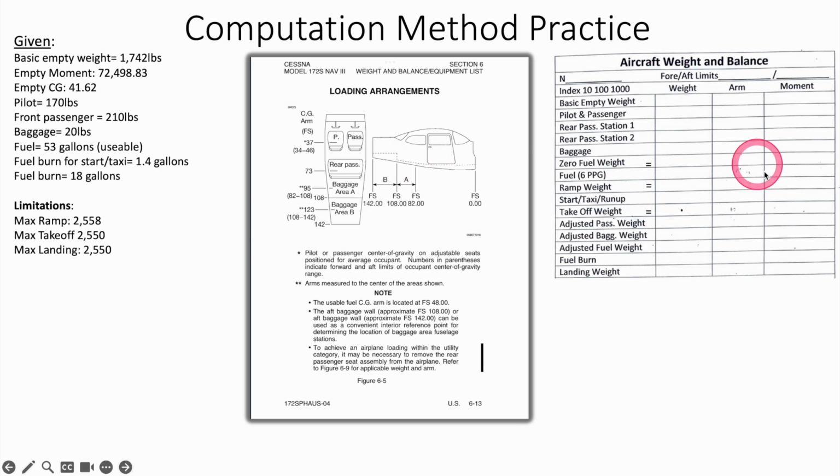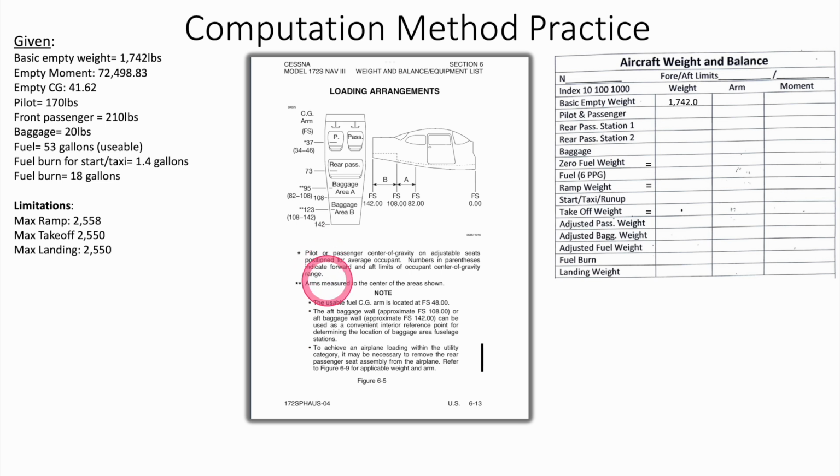Looking at the right, this is just an example of a weight and balance sheet that we typically would use to organize this information. Starting off with basic empty weight, you'd get that from the left side here, 1,742 pounds. So we're going to fill in the left side with the weights provided in the example here, and the arm is going to be the weight at each of these stations. So looking at this loading arrangement page in the POH, the front seats are 37 inches from the fuselage station. Rear passenger is going to be 73 inches. The first baggage area is 95, and then a second baggage area is 123.